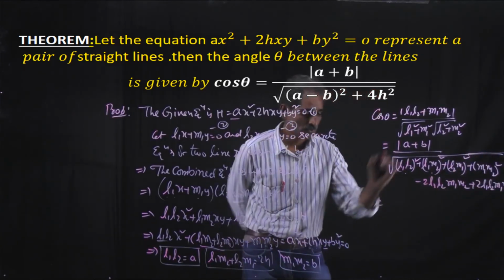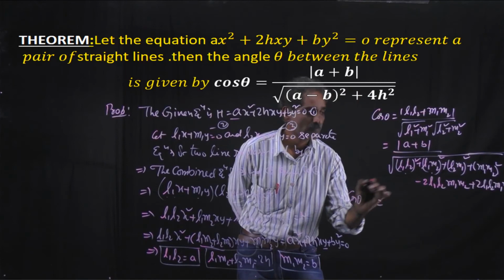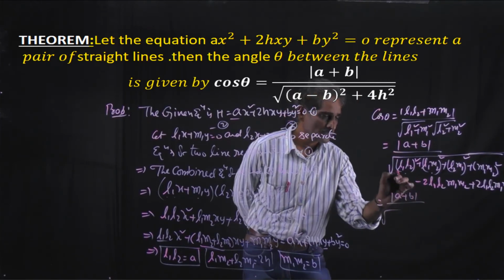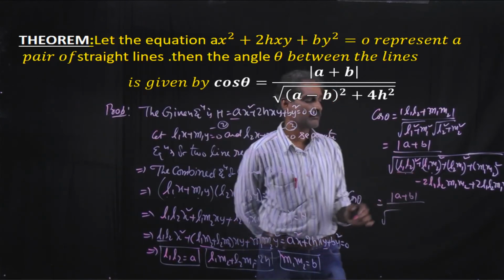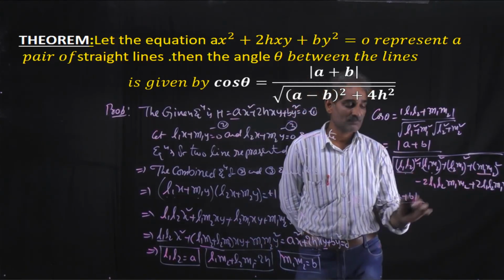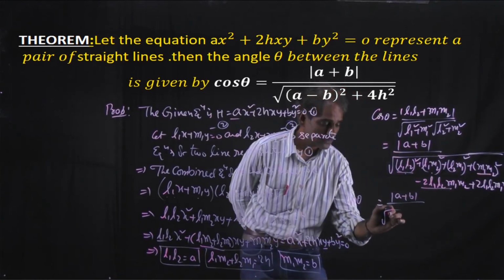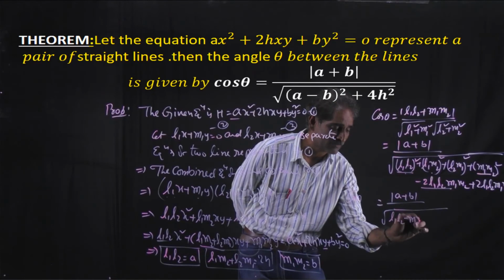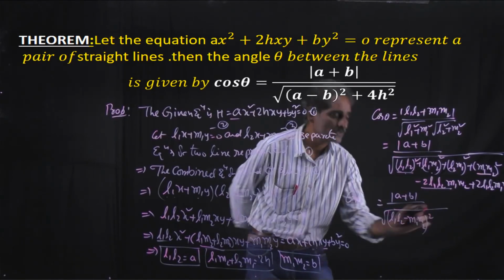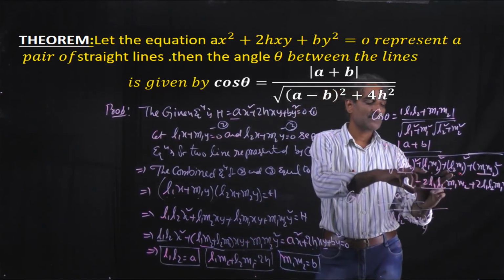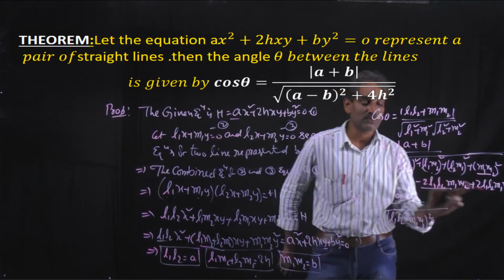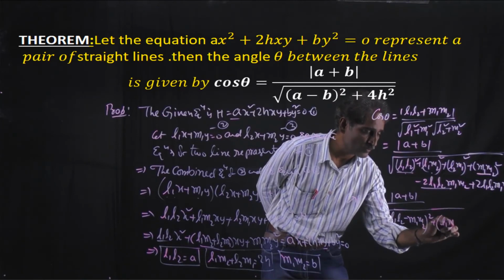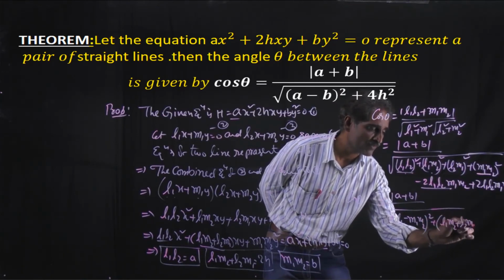So now the new cos theta is equal to mod of (a plus b) by a square plus b square minus 2ab. So here we can write (L1 L2 minus M1 M2) whole square. So observe the remaining terms: a square plus b square plus 2ab, (a plus b) whole square. That means (L1 M2 plus L2 M1) whole square.